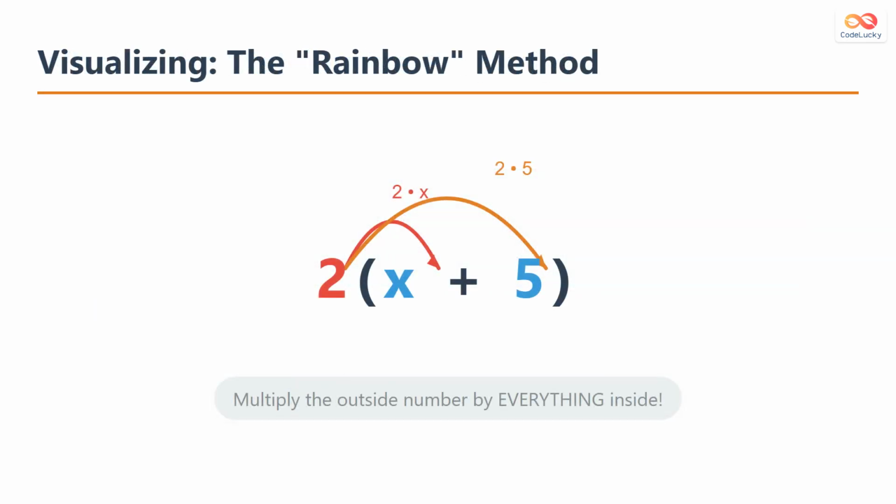A great way to visualize this is the rainbow method. Look at the arrows connecting the 2 on the outside to the terms inside. You must multiply the 2 by the x and the 2 by the 5. Many students forget the second number, so drawing these arrows helps you remember to distribute to everything inside.